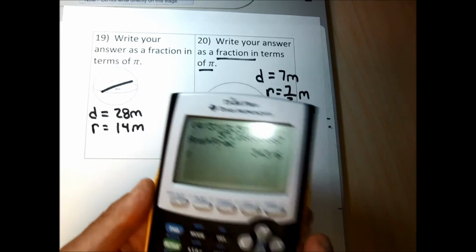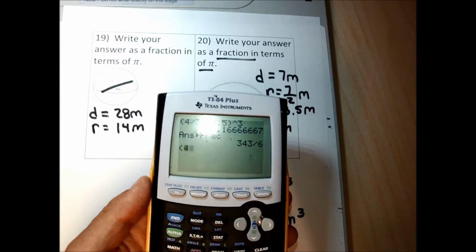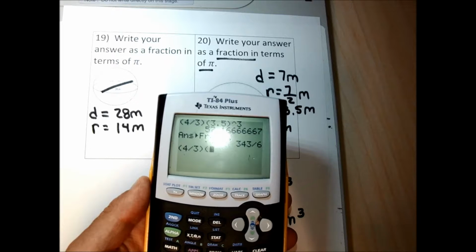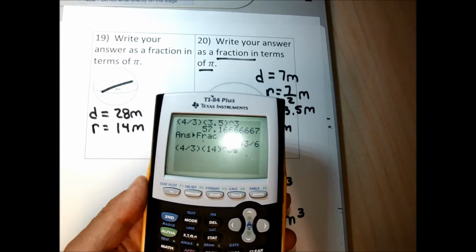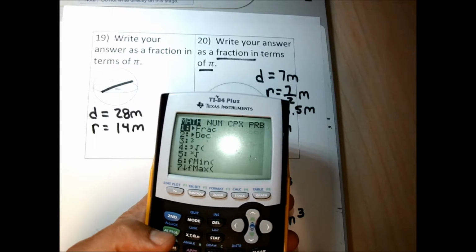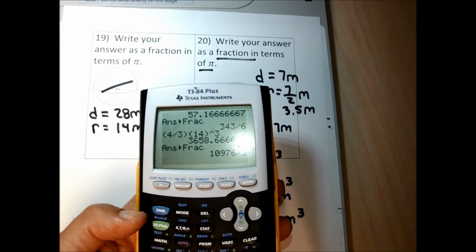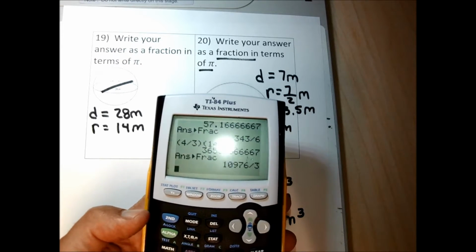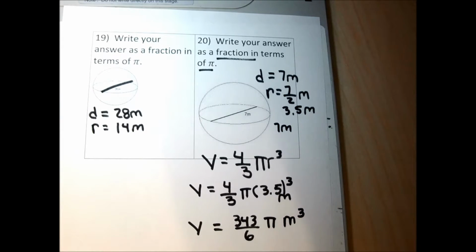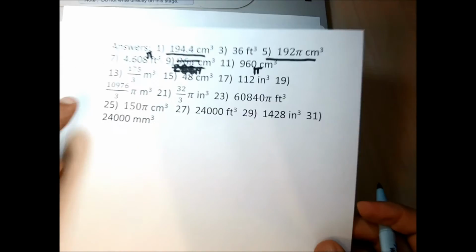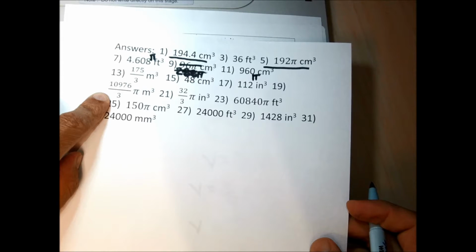Real quickly, I could do yours just so you want to see it. I'd go 4 divided by 3 times 14, up arrow 3, math, enter, enter. You get that lovely 10,976 over 3, and then pi, and then cubic meters, and that's what I wrote here for the answer to problem 19.